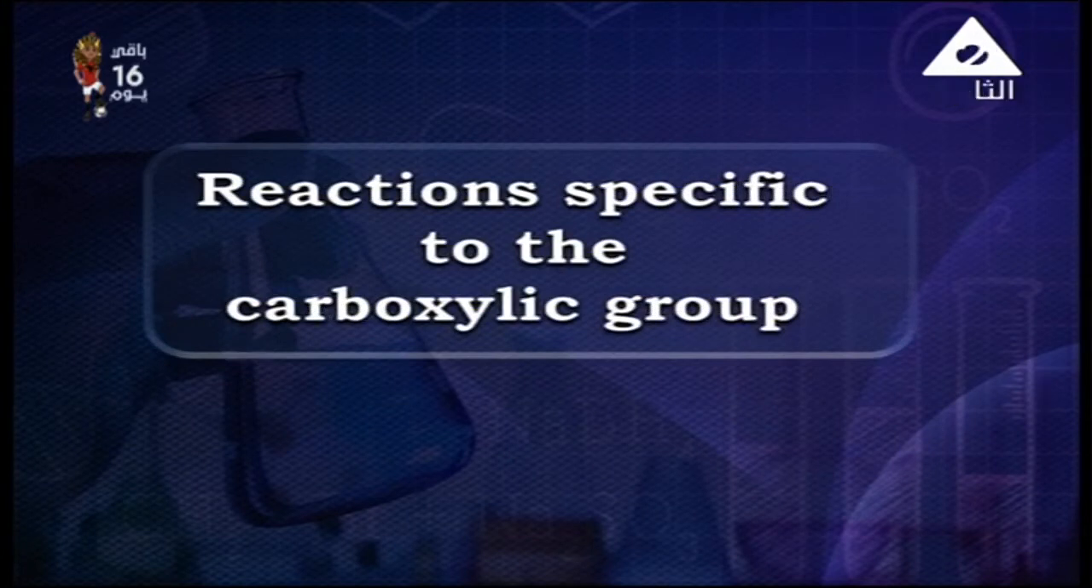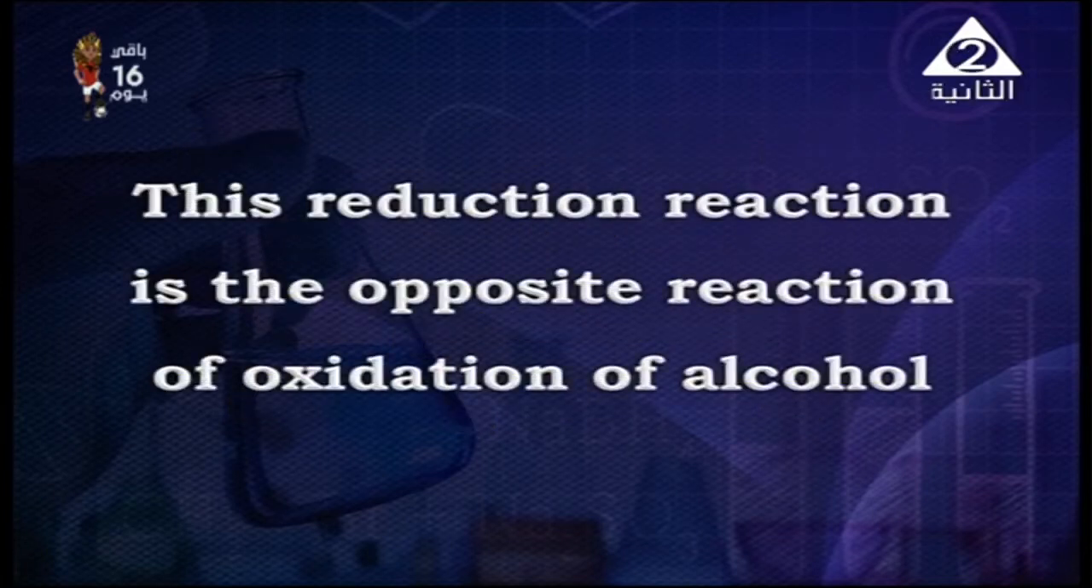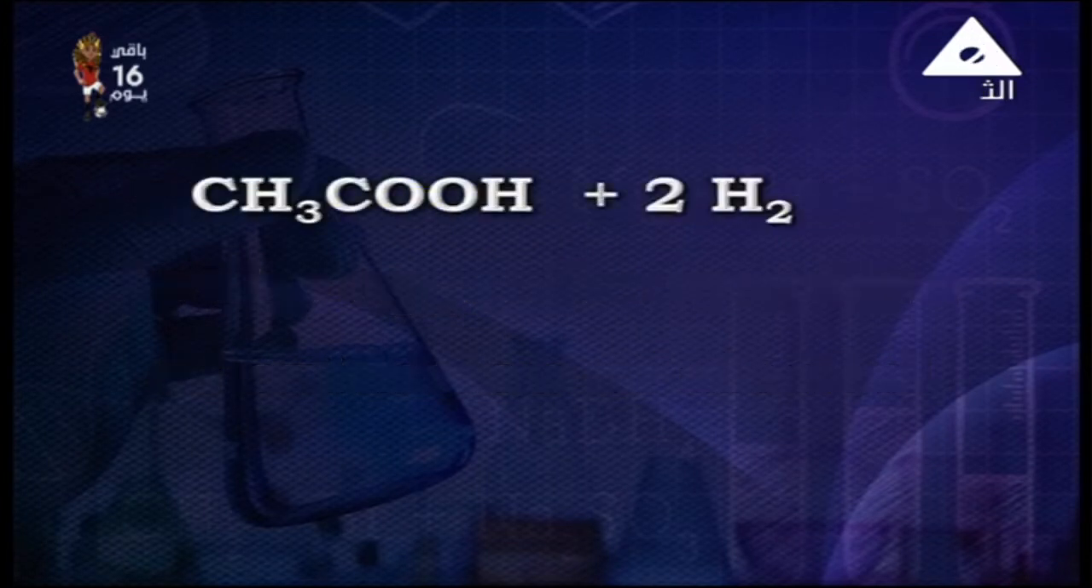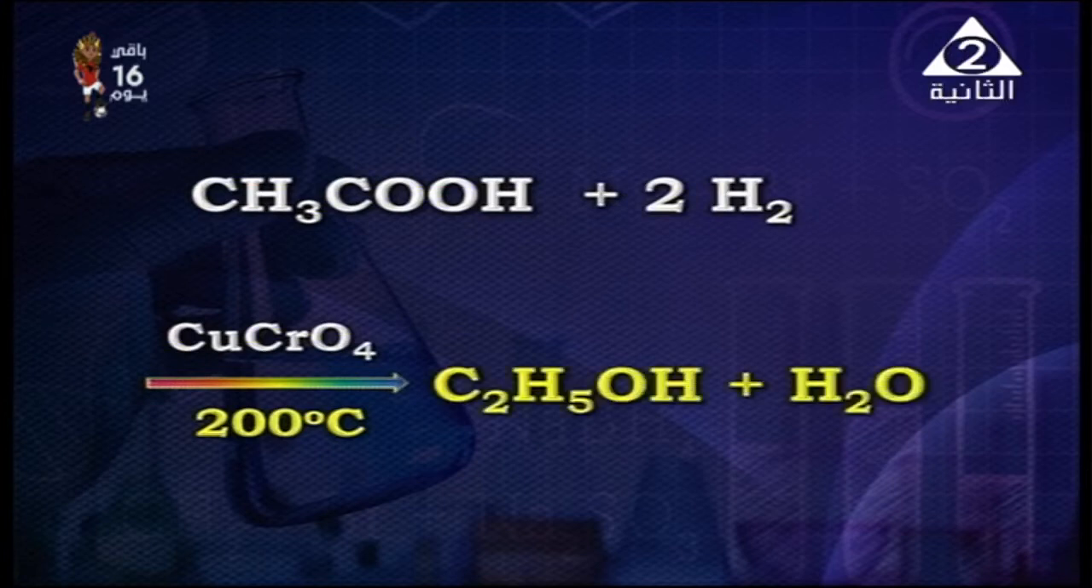Now, my dear students, we are going to discuss the reactions that are specific to the carboxylic group. The carboxylic acids are reduced by hydrogen gas in the presence of copper chromate at 200 degrees Celsius, and this reduction reaction is the opposite of the oxidation reaction of alcohols. As the equation proceeds on the screen, acetic acid plus hydrogen in the presence of copper chromate at 200 degrees Celsius gives ethanol, and water is produced.